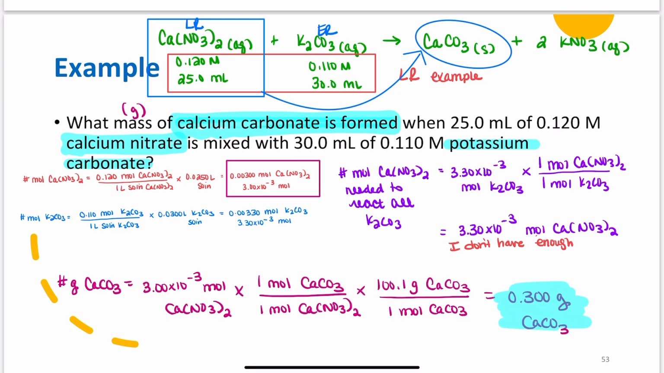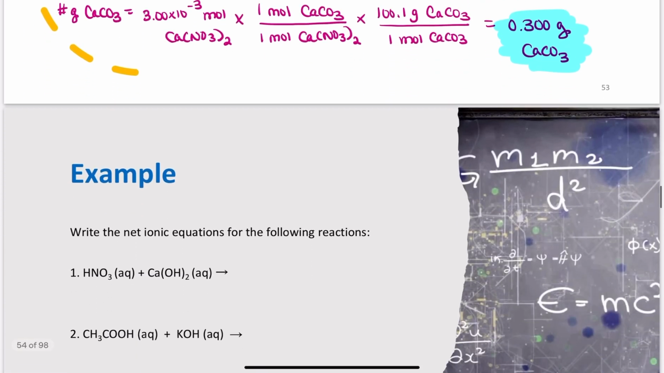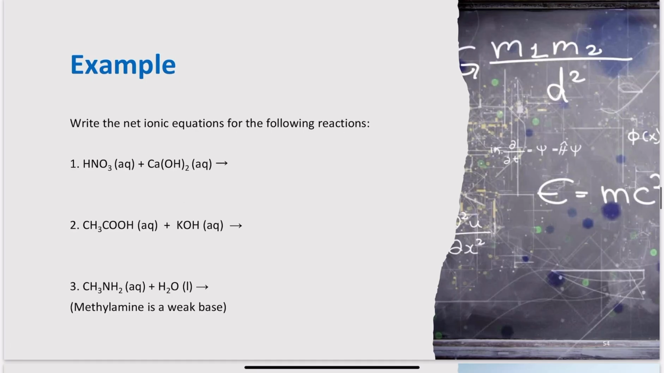So you've just done a limiting reaction example with solution stoich. Good job. What's next? Write the net ionic equations for the following reactions.